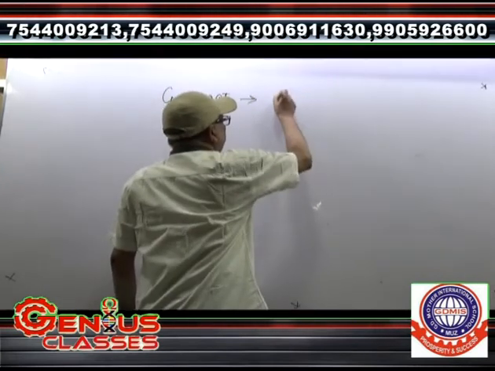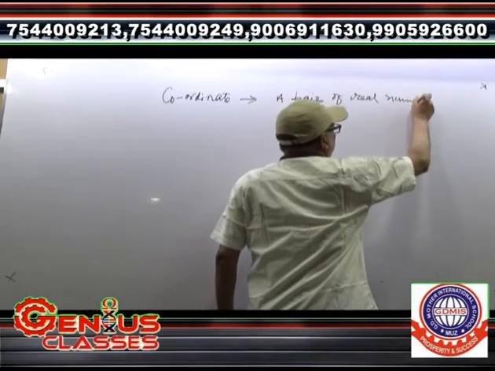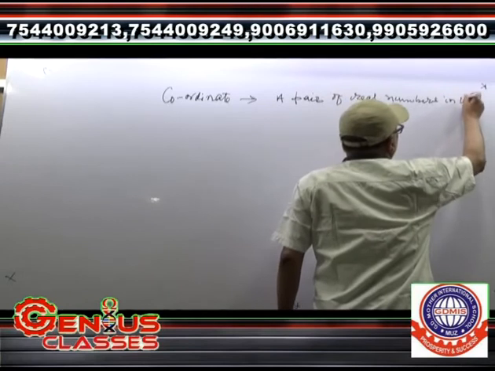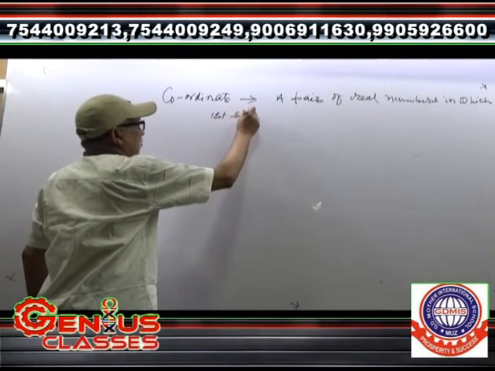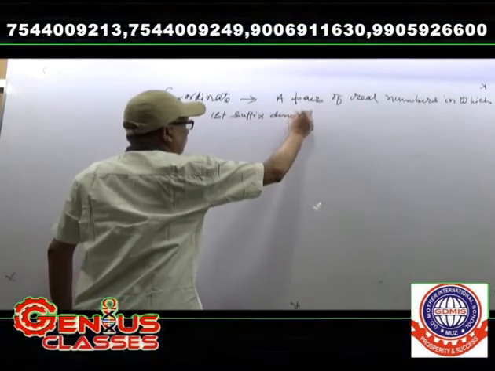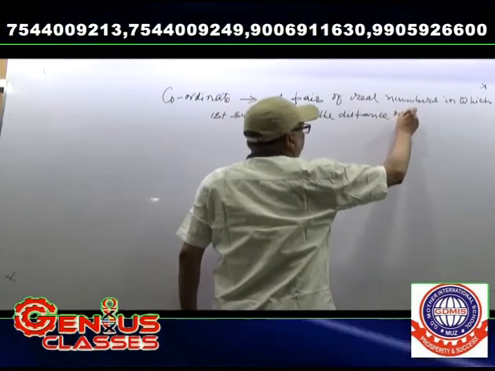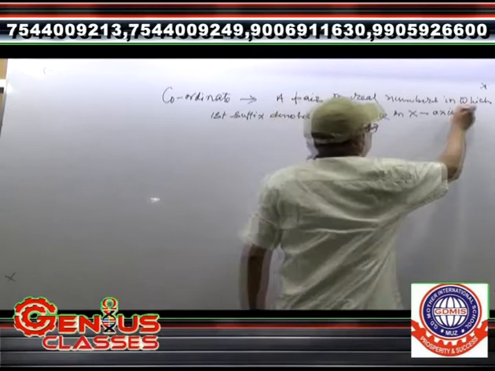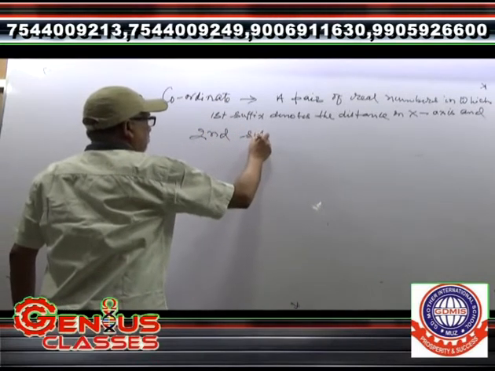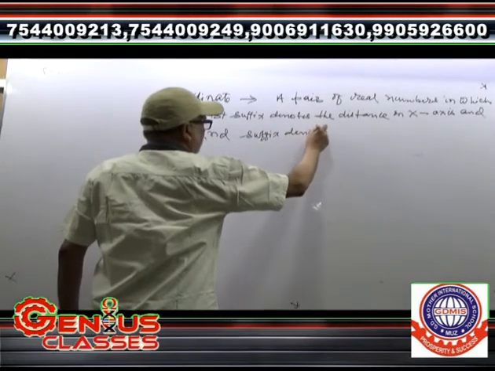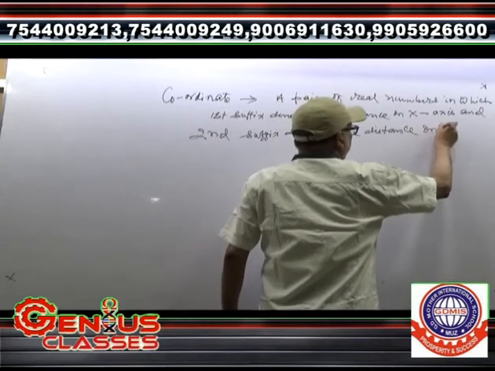For example, a pair of real numbers in which the first suffix denotes the distance on the x-axis and the second suffix denotes the distance on the y-axis.